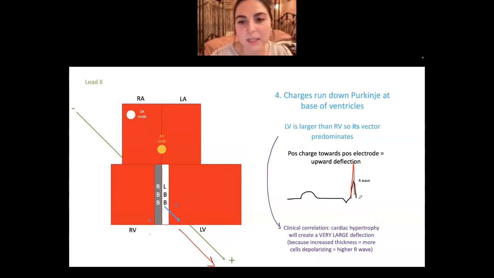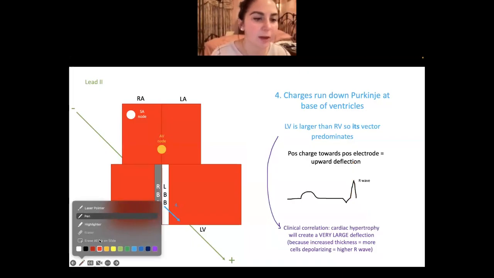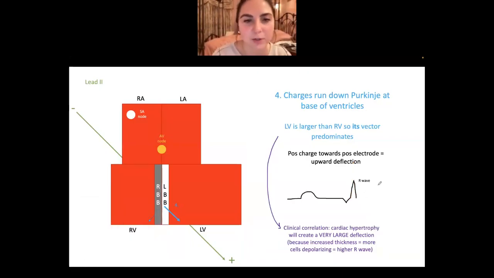And this is another one of those things. It could be normal. You want to look at someone's baseline EKG before seeing what's abnormal and what's not normal for them. Be like, oh, that's normal for them. Normally they have left ventricular hypertrophy, so it's fine.